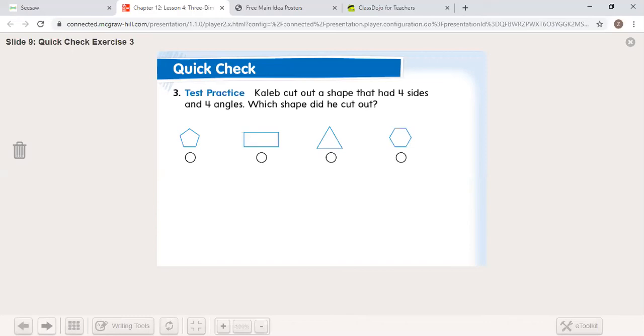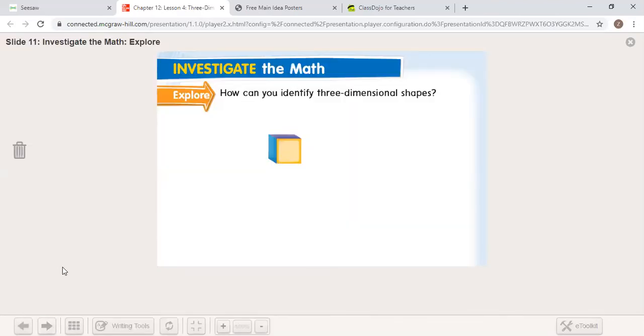So as practice, Caleb cut out a shape that has 4 sides and 4 angles. Which shape did he cut out? Pentagon, rectangle, triangle, or hexagon? Correct answer is a rectangle. All right, let's go ahead and jump into this.